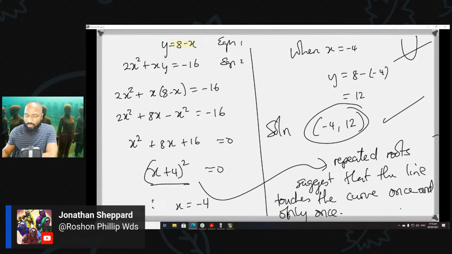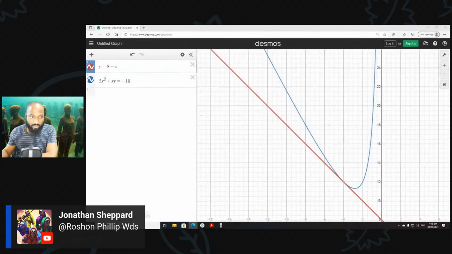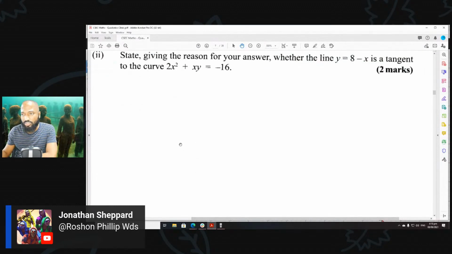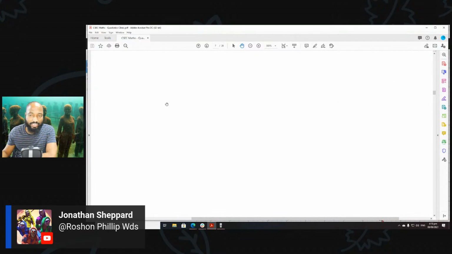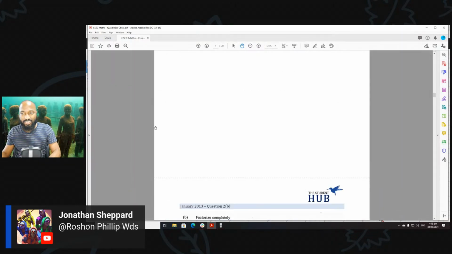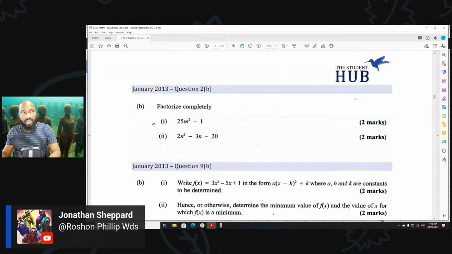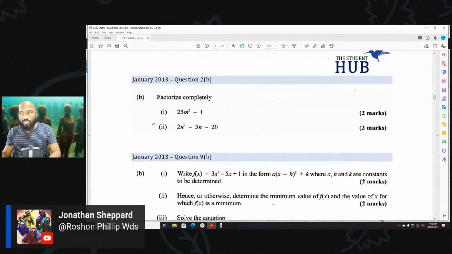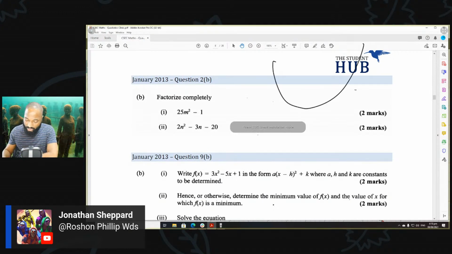All right, let me keep it rolling. If you have any specific questions, let me know. So we continue. You give a nice reason here why it's a tangent. What is a tangent? A tangent is a line that touches the curve only once. You have a curve. If the line touches the curve once and only once, it is a tangent.